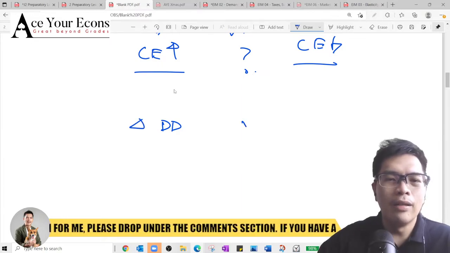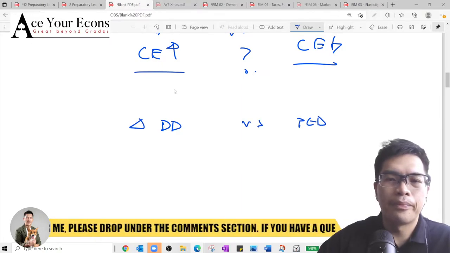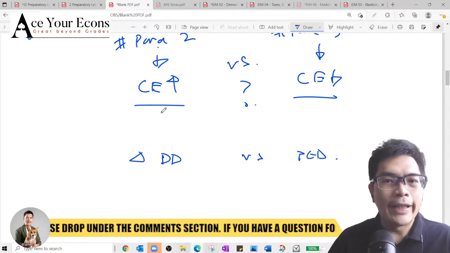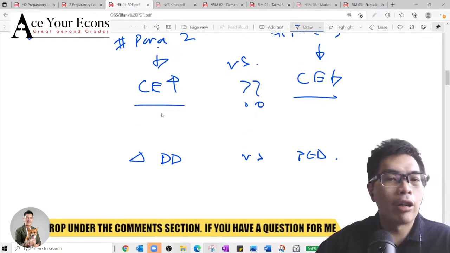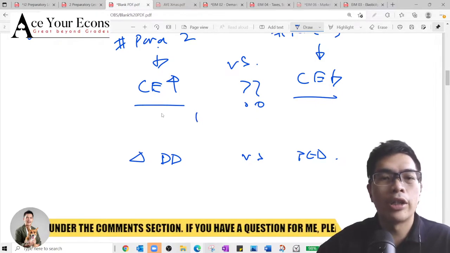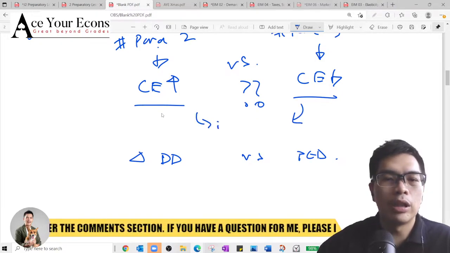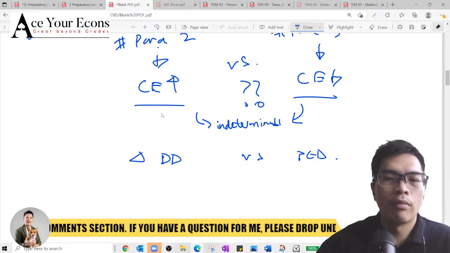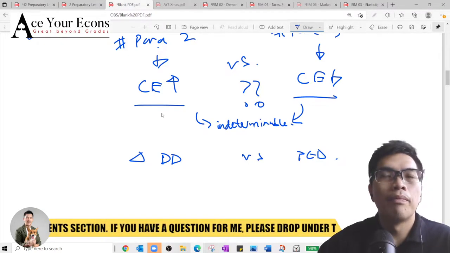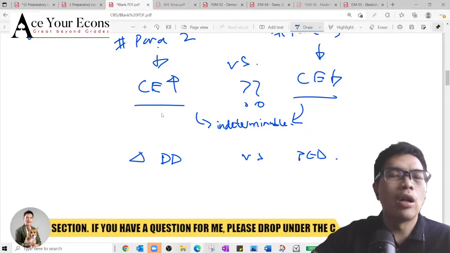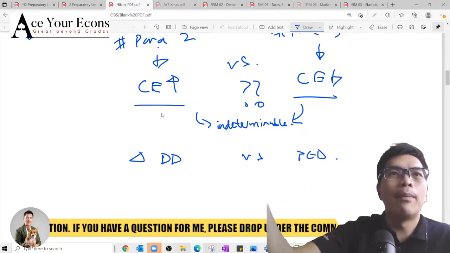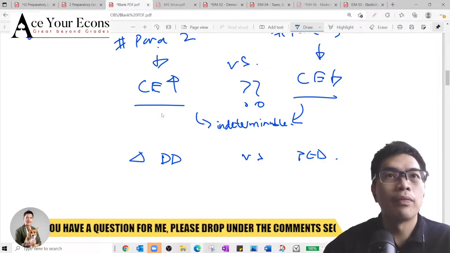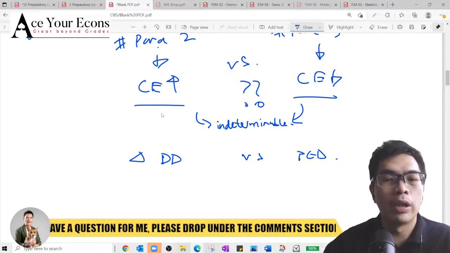Changes in demand versus your PED. So it's important to identify that we cannot find an outcome first. We must acknowledge that it's not determinable, indeterminable. Do we agree? Okay, so whether your consumer spending will go up or go down depends on these two factors, right? So which factor is going to be more dominating?